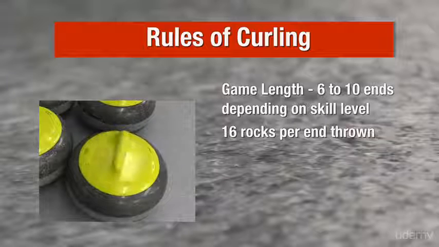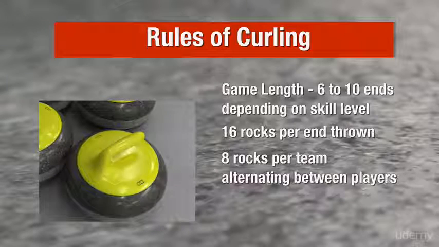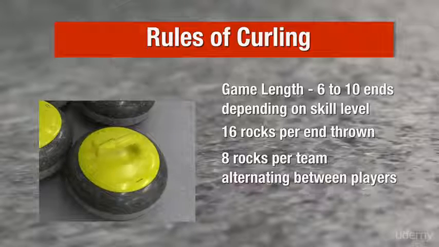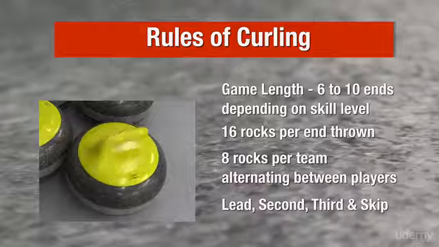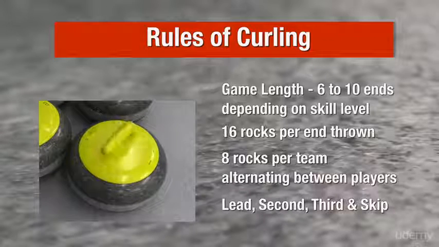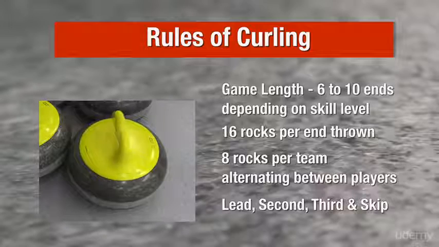Each end is comprised of 16 rocks. Each team has 8 rocks, and you alternate between the teams who throws the rocks. So the lead on one team is going to throw the first, and then the second rock of the game is thrown by the lead of the other team.